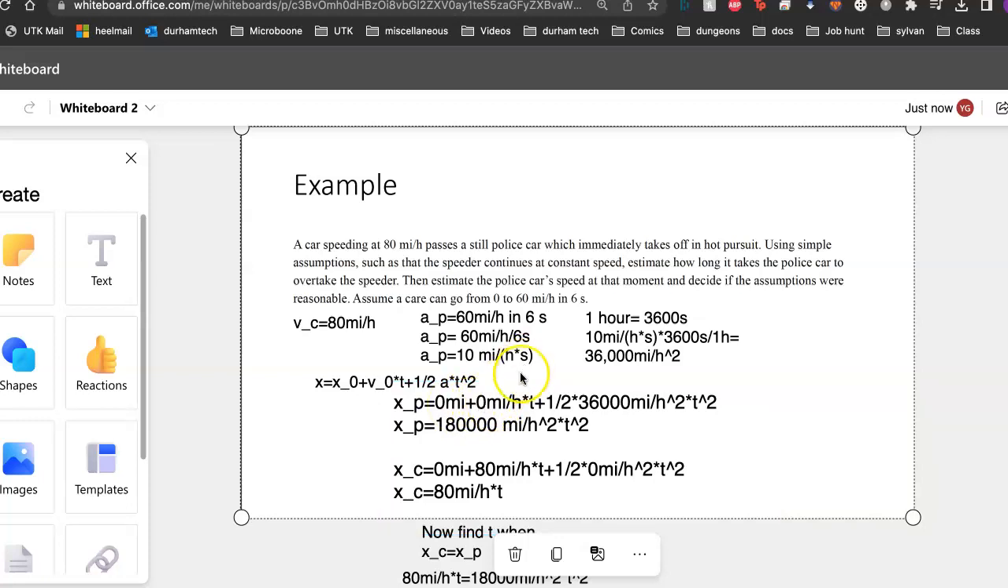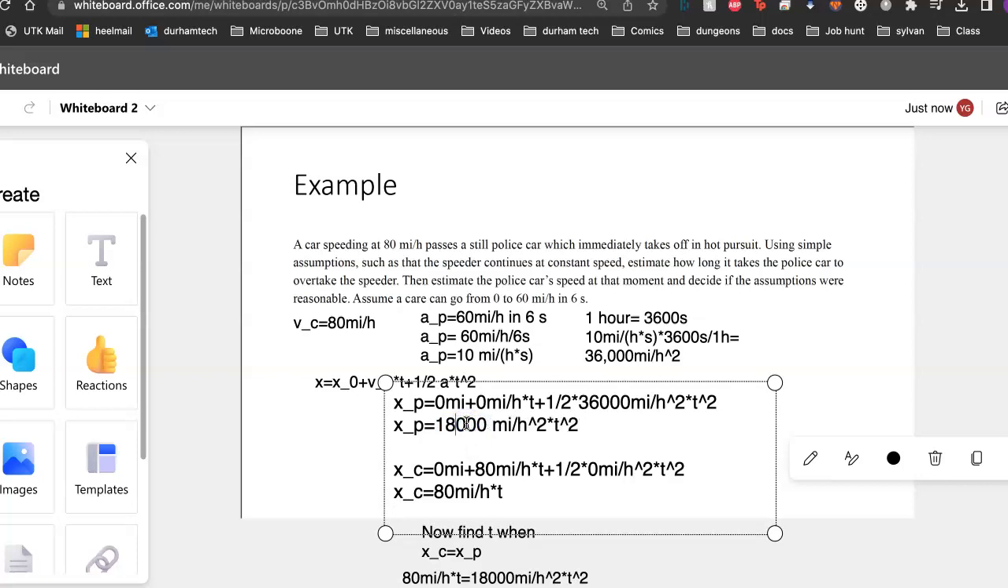We're told that it's starting still, so the velocity of the police car at time 0 is 0 miles per hour, and then times time, plus 1/2 times 36,000 miles per hour squared, our acceleration that we found before, times time squared. And then we just get rid of the zero terms and find that our position for the police car at any time is 18,000 miles per hour squared times t squared.